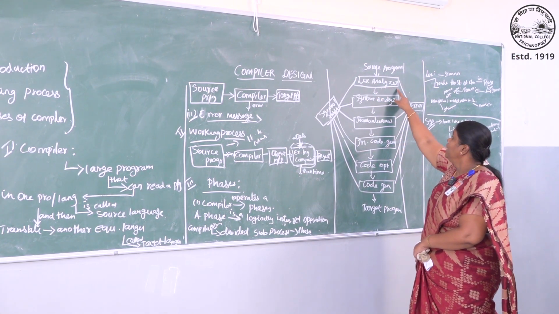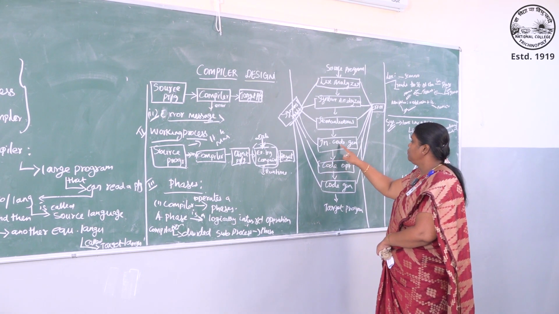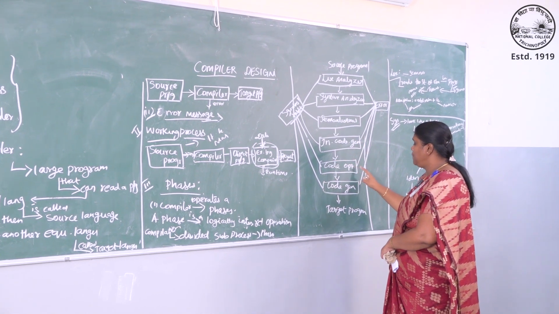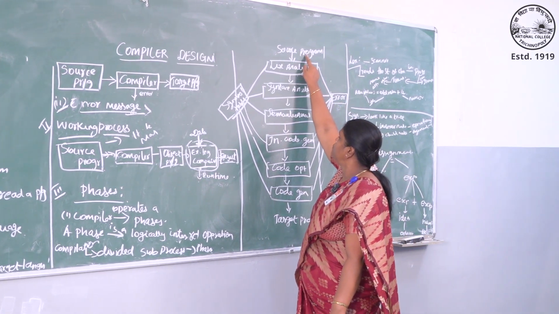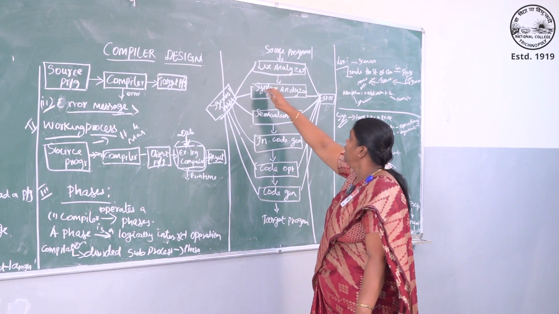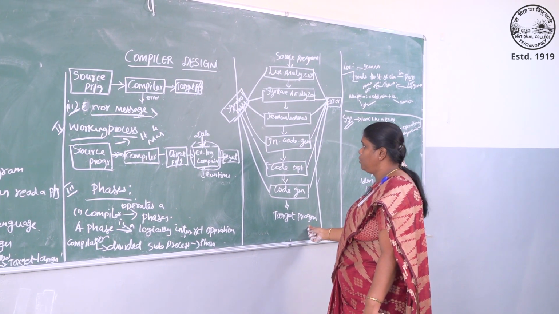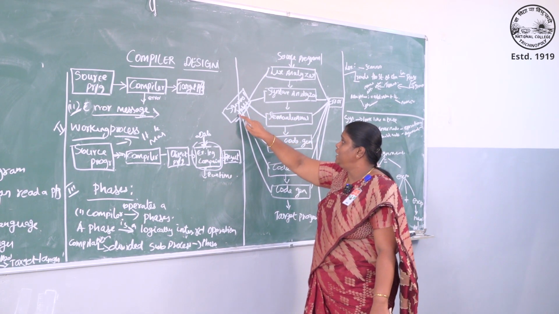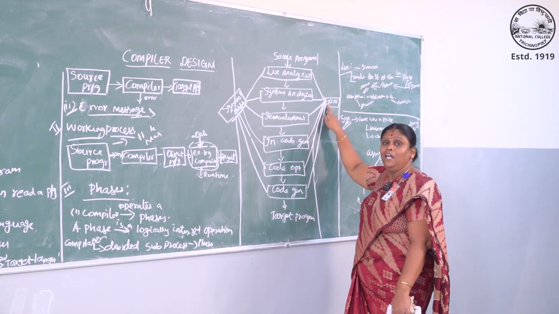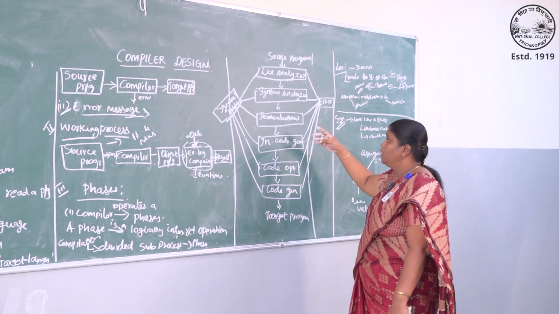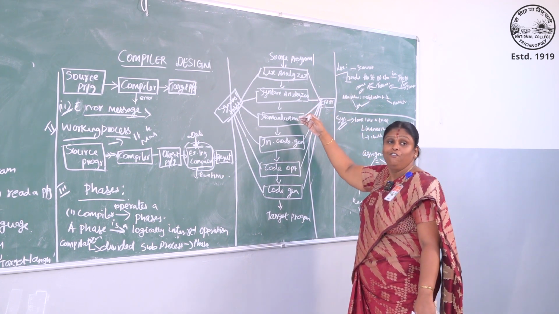First, lexical analyzer, syntax analyzer, semantic analyzer, intermediate code generation, code optimization, code generation. If we give a source program, all these phases occur, and we produce the target program as the result. It also contains a symbol table, and if any errors occur, it displays the error message. Then we are going to take the phases one by one.